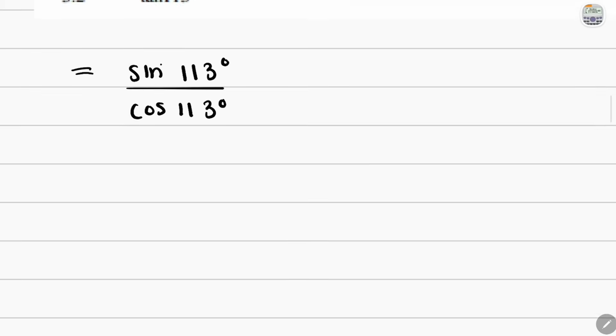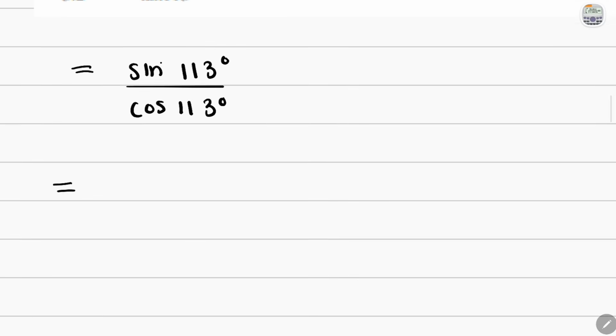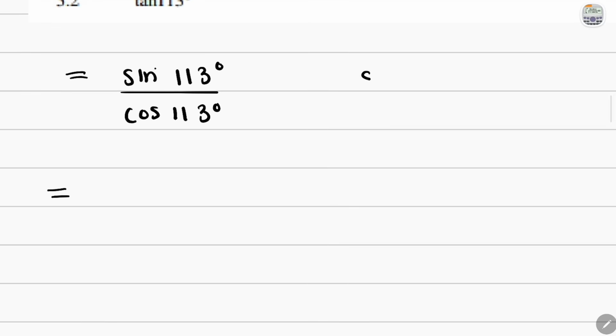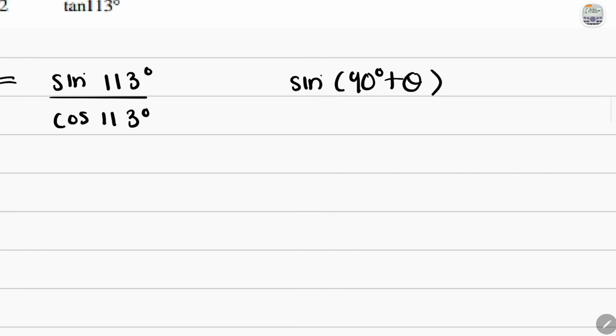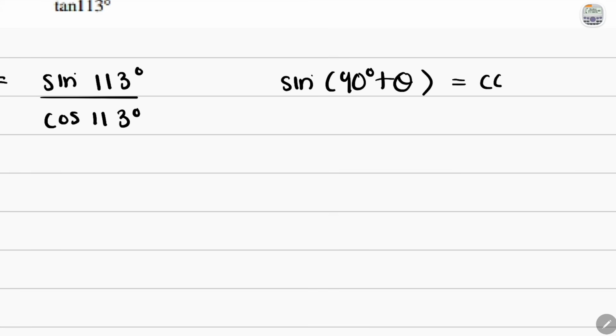To use cofunctions, we would have to change this tan into sine over cos. So this is going to be sine 113 degrees over cos 113 degrees. There are different ways of doing this, but I'm just trying to do it this way. We know that sine of 90 degrees plus theta, because this is an angle greater than 90 degrees, is equal to cos theta. And you know that cos of 90 degrees plus theta is equal to negative sine theta.